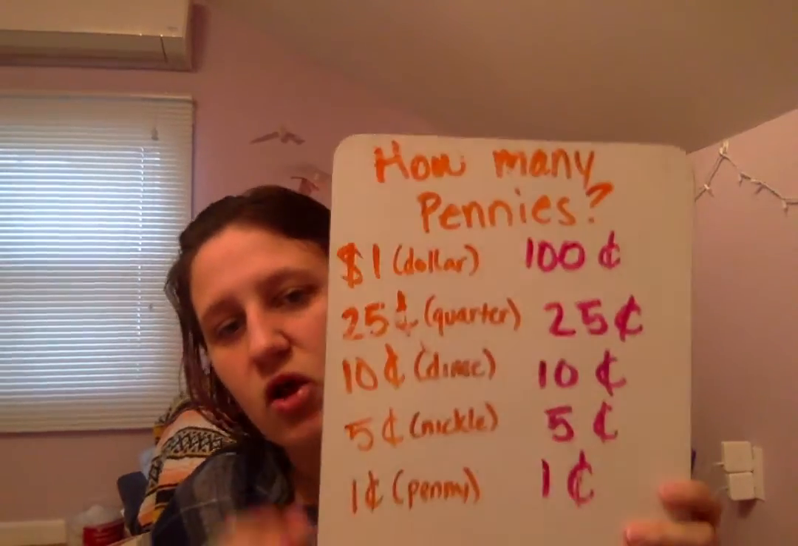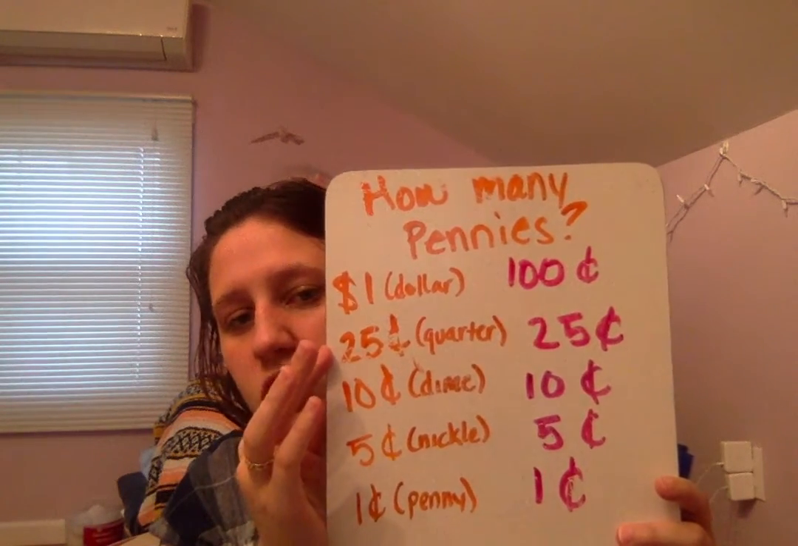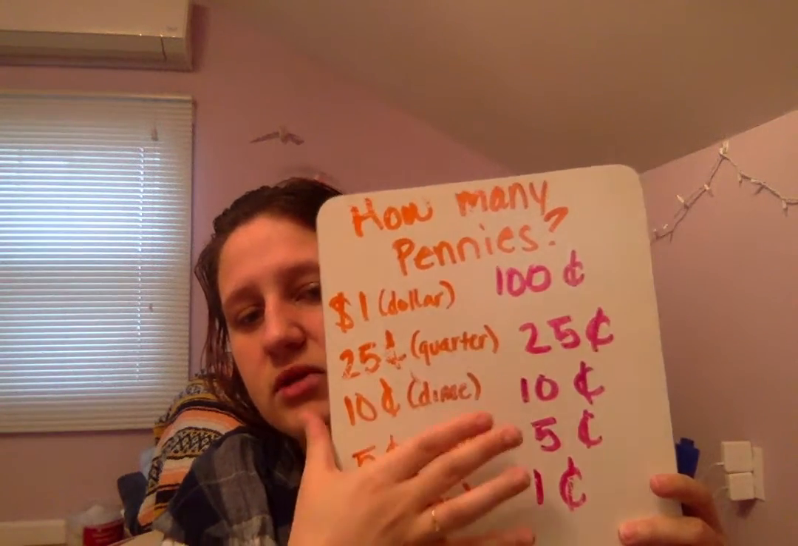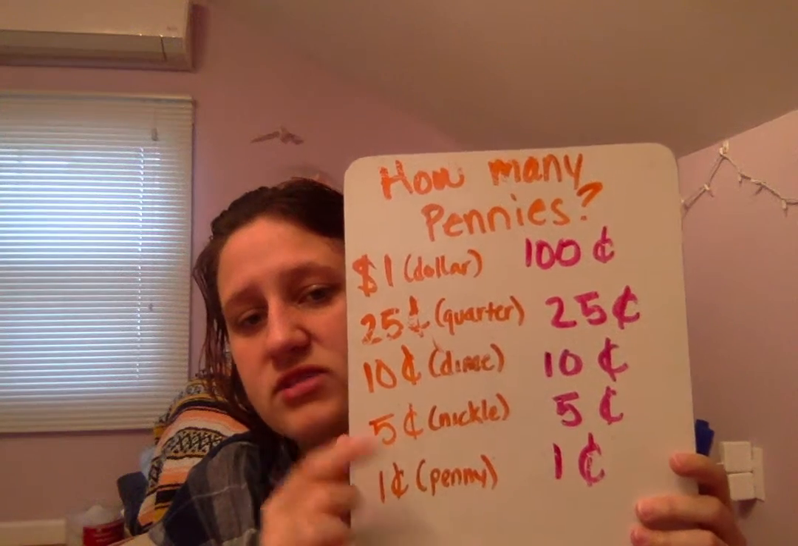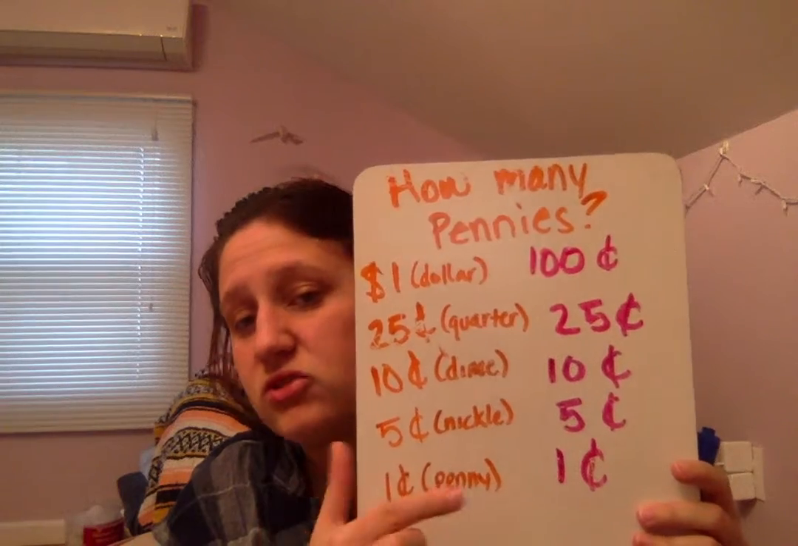Well, when you think of a dollar, there's 100 pennies in it, just like when we hold up one of those 100 squares, you can see that there's 10 by 10, and it makes 100. So if I showed you this chart, you would be able to tell, oh, $1 is 100 pennies. 25 cents or a quarter is 25 pennies. 10 cents or a dime is 10 pennies. 5 cents or a nickel is 5 pennies. And 1 cent or a penny is just a penny.